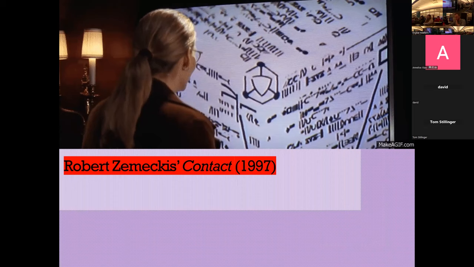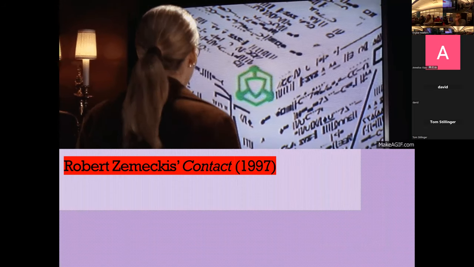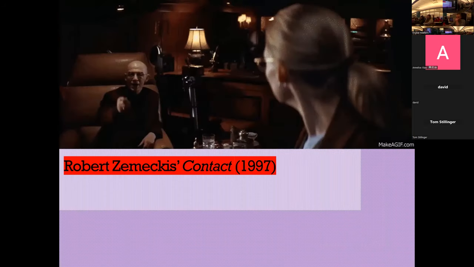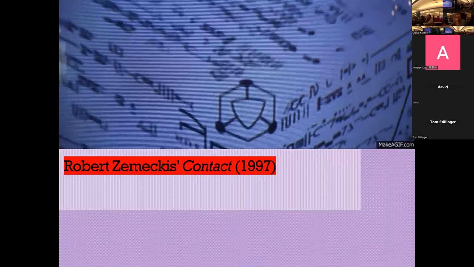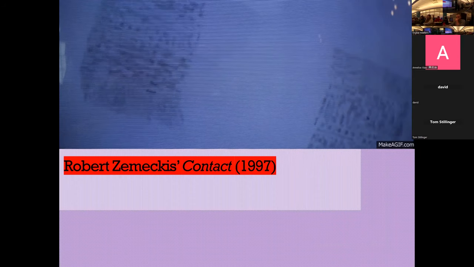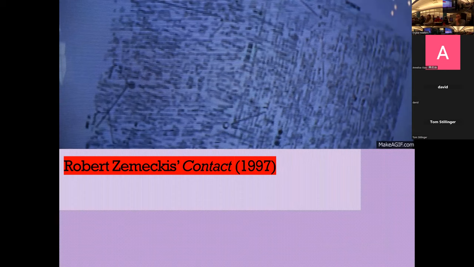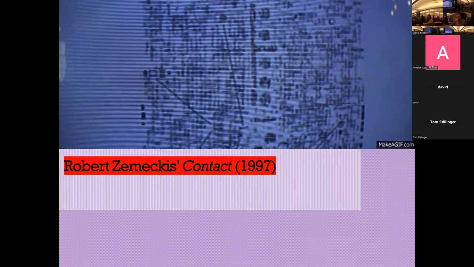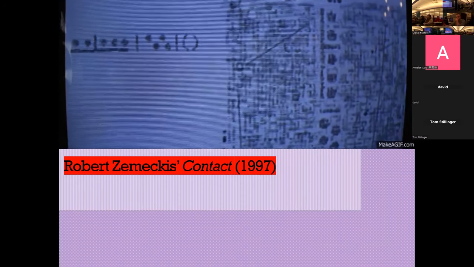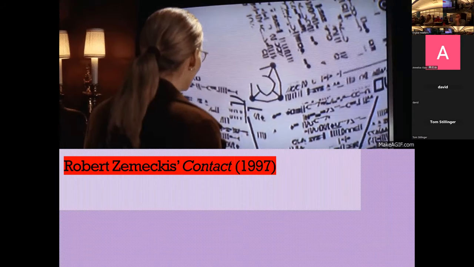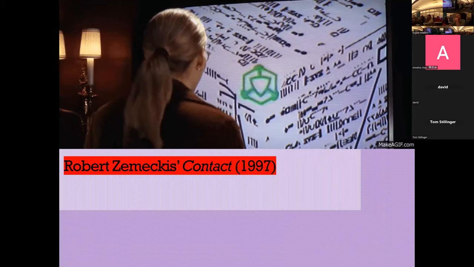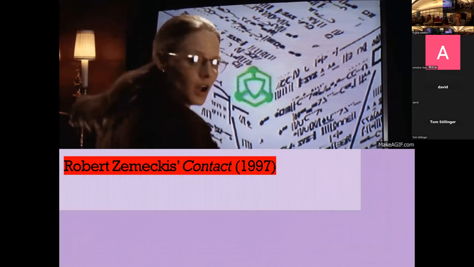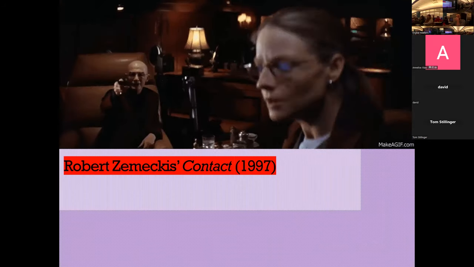Okay, and finally, you see this super cheesy moment in Robert Zemeckis' Contact, where, oh, the aha moment, they find the primer for building a spacecraft that will allow them to travel wormholes, and they do so by folding the information that's come to them from alien communication into this shape here.